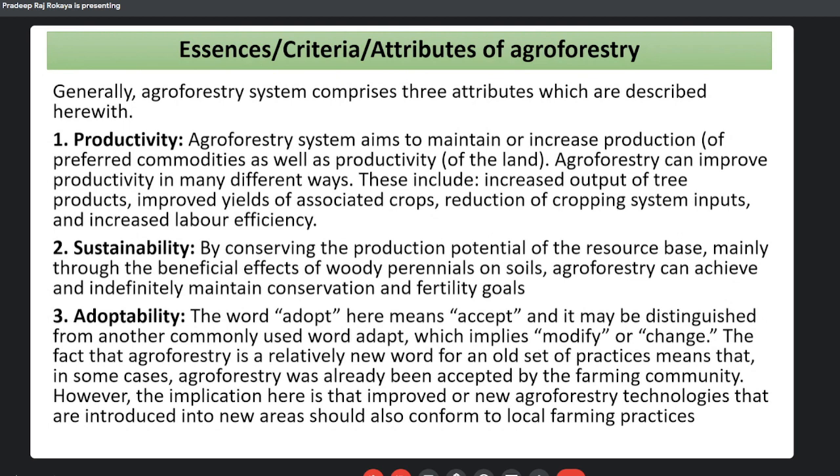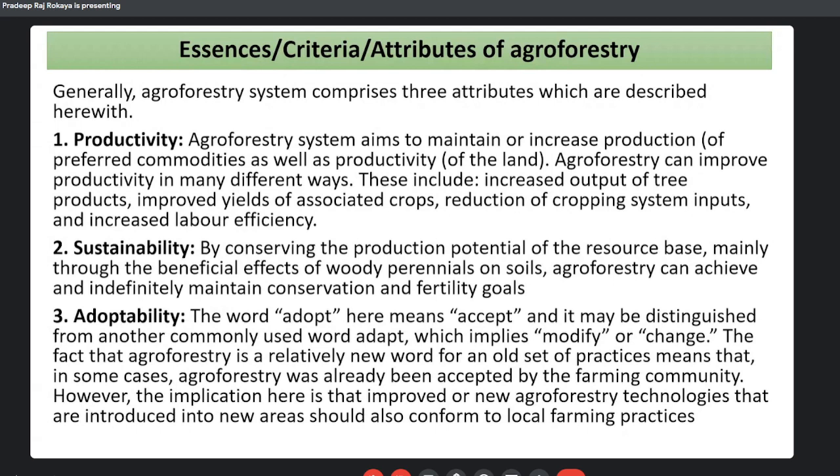The next attribute is sustainability. By conserving the production potential of the resource base, mainly through the beneficial effect of woody perennials on soil, agroforestry can achieve and indefinitely maintain conservation and fertility goals. It conserves perennial crops and indigenous crops, and maintains fertility, so sustainability is the next attribute. And the third attribute is adaptability.